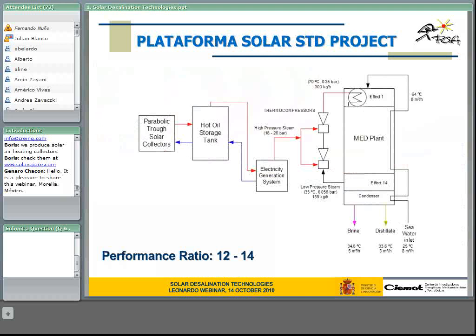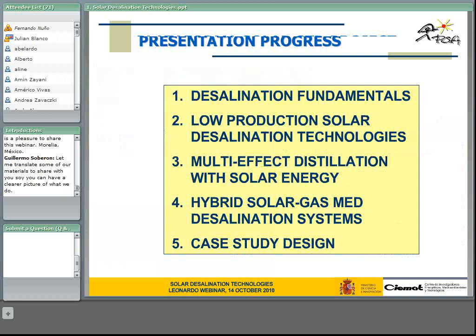We later introduced vacuum thermocompressors to make a thermocompressor multi-effect distillation, and then the performance ratio increased, in this case also with solar energy, from 12 to 14. To drive the thermocompressor, we need to use the electricity generation system. We make one extraction from a turbine, and then we feed steam from about 16 to 20 bars to drive the thermocompressors. Okay, this was in the past.